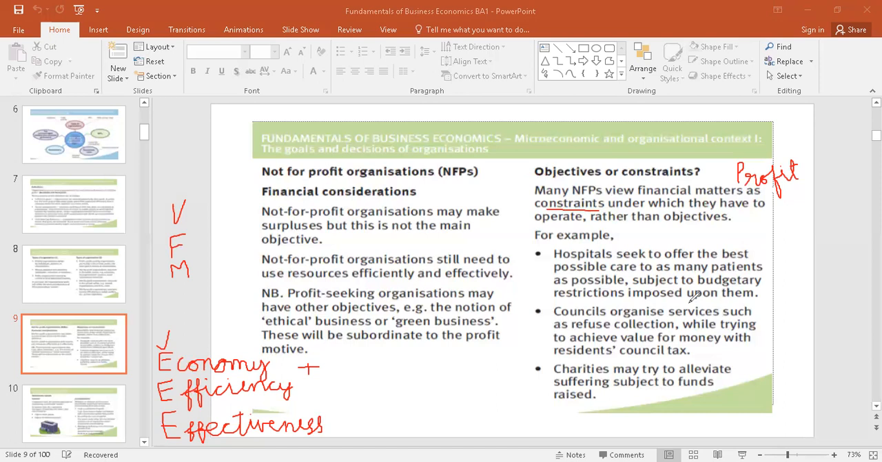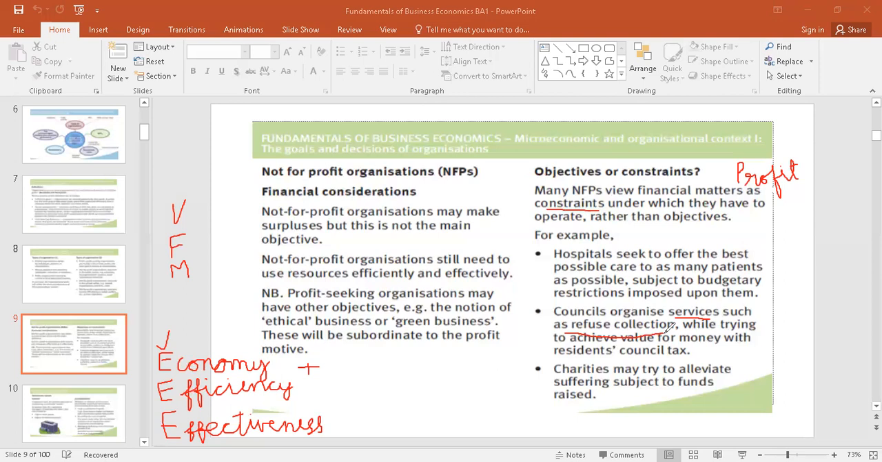Then it says that councils organize services such as refuse collection while trying to achieve value for money with residents' council tax. They do not collect any kind of revenue. So this is another example which is given. Then charities may try to alleviate suffering subject to funds raised.